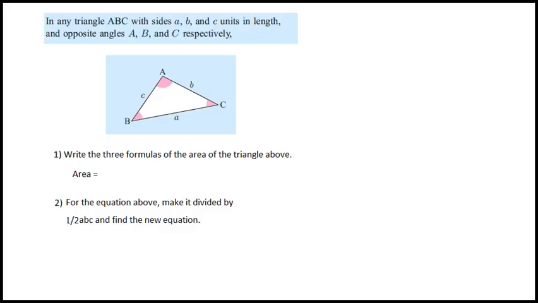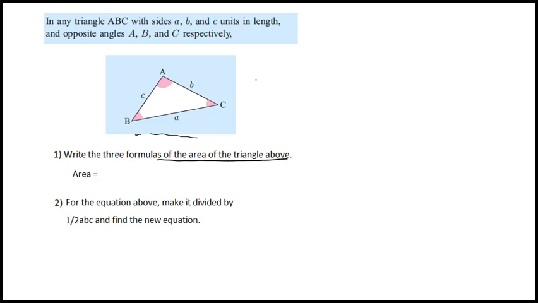Today's lesson is about Sine Law. In any triangle ABC with the sides a, b and c units in length and opposite angles A, B and C respectively, shown in this diagram. Write down the three formulas of the area of the triangle above.